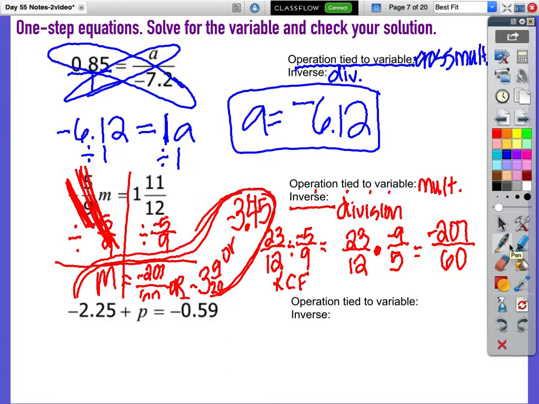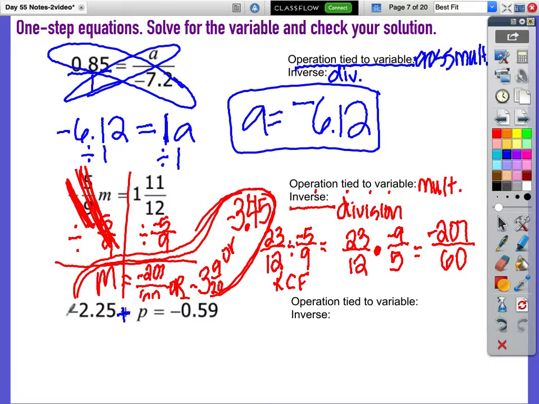All right, -2.25 plus p equals -0.59. So if we look at the operation tied to the variable, this is a plus or an addition problem. However, remember I told you that the variable wants to be by himself or herself. I don't know if it's a girl or boy. We'll just say it's a boy right now. The variable p wants to be by himself. So what is stuck onto that?